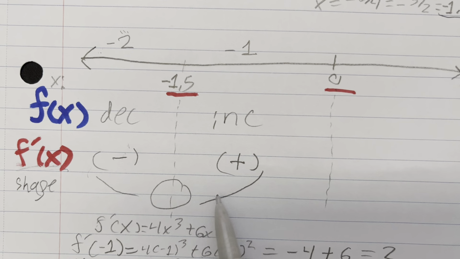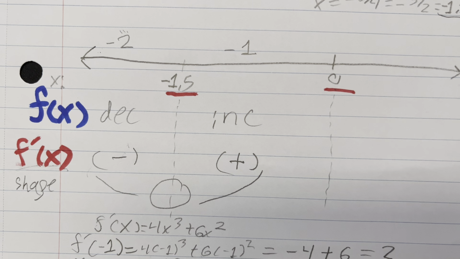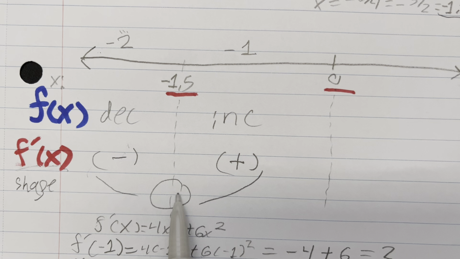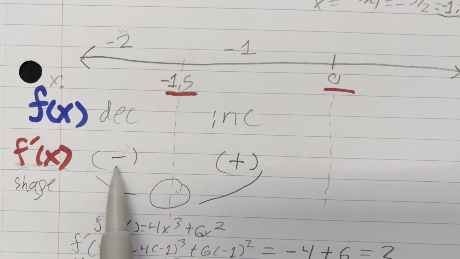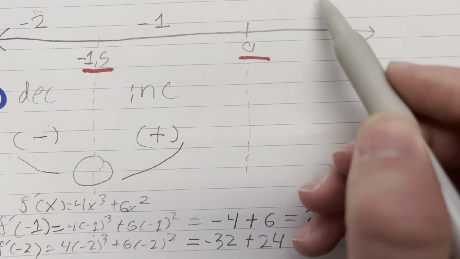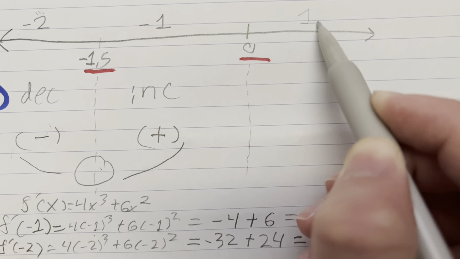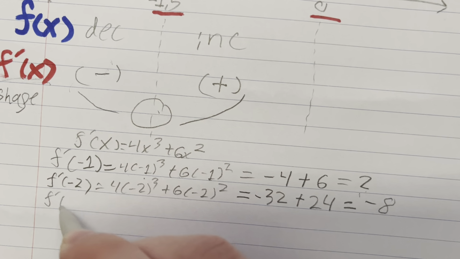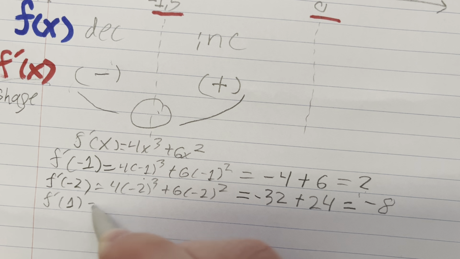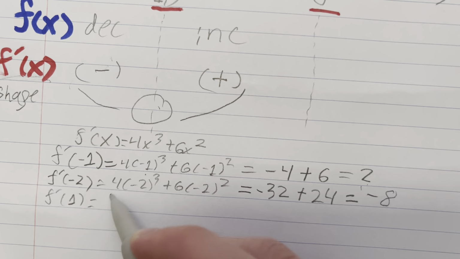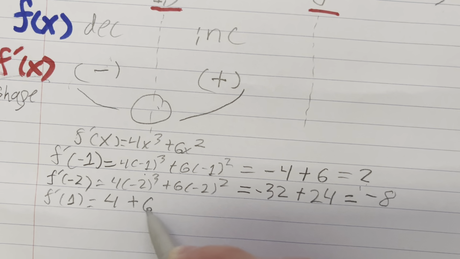And that's why drawing this shape helps. But you can always use the reasoning: because f of x goes from decreasing to increasing, we have a minimum. Because f prime of x goes from negative to positive, we have a local minimum. But now let's solve for up here. We could pick any value right of 0. I'm just going to pick 1 because that'll be nice and easy. f prime of 1 is going to be equal to... I don't need to write this out. You know it's going to be 4 plus 6.